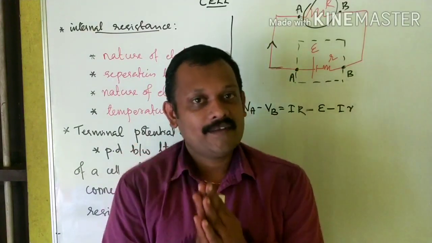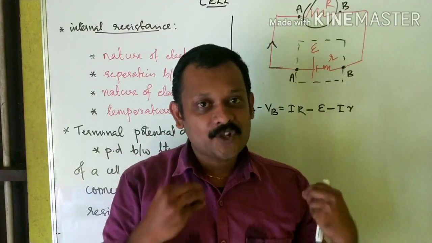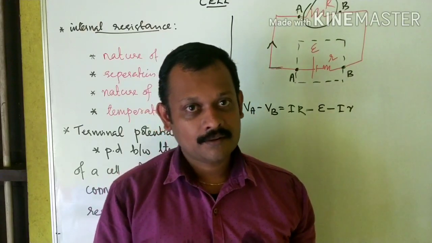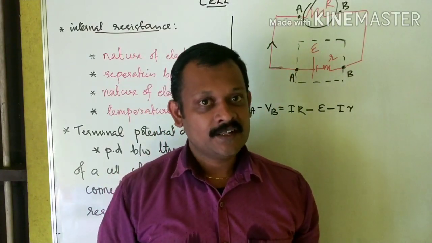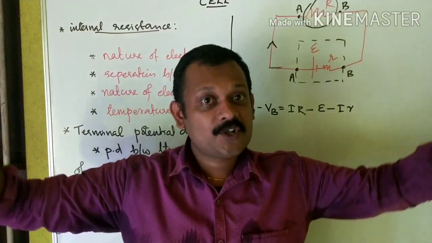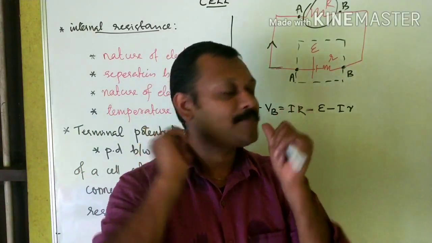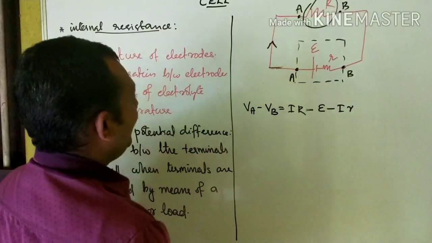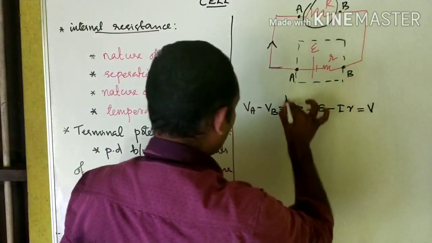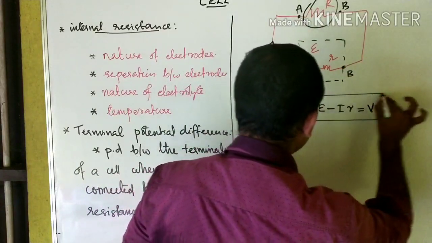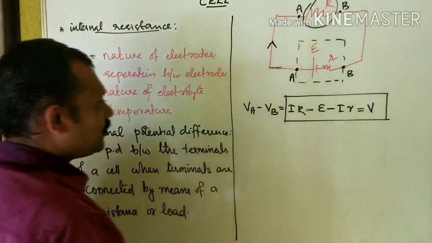Okay, now I will say the same in English. I had epsilon with me in my pocket. I used IR for my internal affairs. Then how much will I be able to provide to others? Epsilon minus IR. That is, the terminal potential V is equal to I into capital R, which is equal to epsilon minus IR.